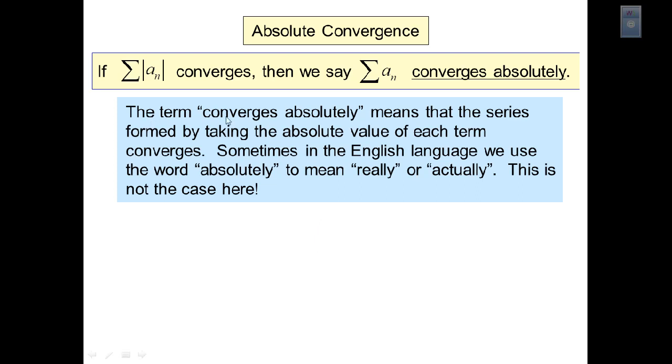Now, the term converges absolutely means that the series formed by taking the absolute value of each term converges. Sometimes in the English language we use the word absolutely to mean really or actually. This is not the case here. It simply means that if this thing converges absolutely, then we know its absolute value of the series will converge as well. So don't read more than that meaning into it. Absolutely is not the, always or anything like that. So be careful about that.